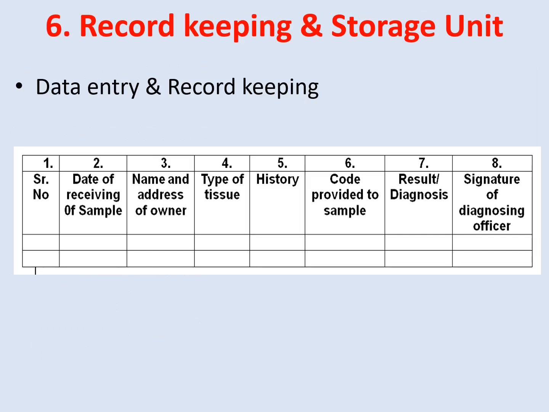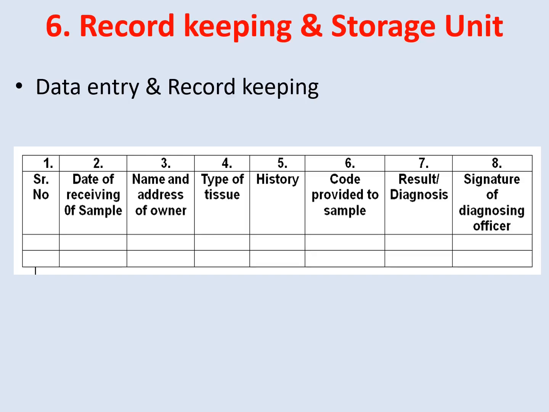Now coming to record keeping and storage unit. Record keeping is very important. We have to make an archive of our tissue and these blocks. So first and most important is data entry and record keeping. We have to make a table in which we first enter the serial number, date of receiving the sample, name and address of the owner, type of the tissue, such as liver, lung, kidney, heart, spleen, brain, skin, anything they have provided you. And fifth one is history. A brief history is also required.